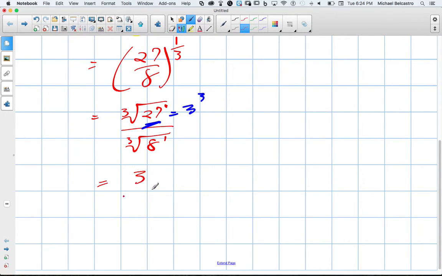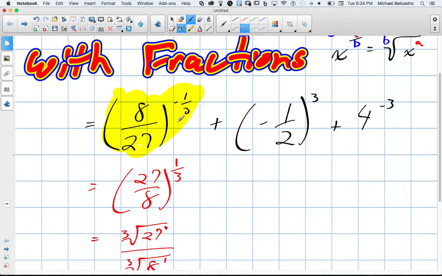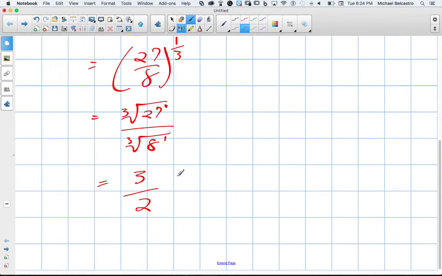Now I need the third root of 8. A number times itself 3 times that will equal 8. 2. So the third root of 8 is 2. So in other words, this very complicated looking 8 over 27 to the power of negative 1 over 3 is the equivalent of 3 over 2. Right? A very complicated way of writing that.